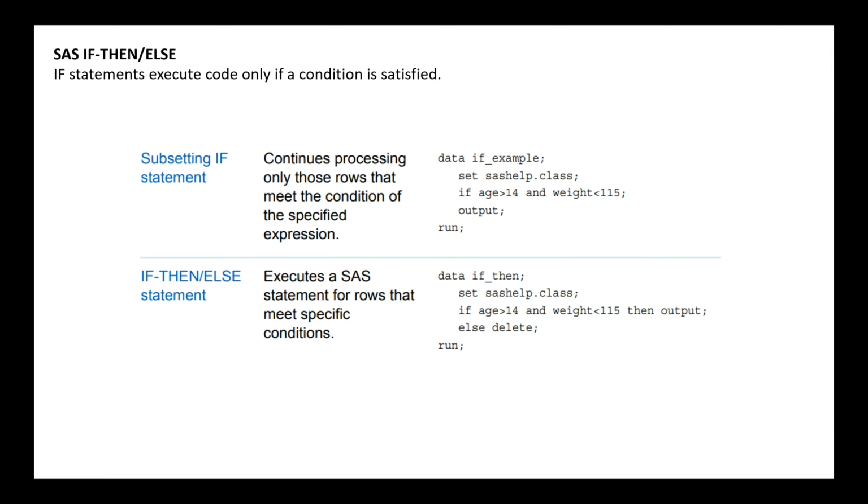Then, if, then, or else statements. If, then, or else statements execute a SAS statement for rows that meet specific conditions. So let's look at an example. Let's say if age is greater than 14 and weight is less than 115. If that condition is not met, SAS will execute whatever you specified in the else statement. Let us head over to SAS Studio so that this makes much more sense.